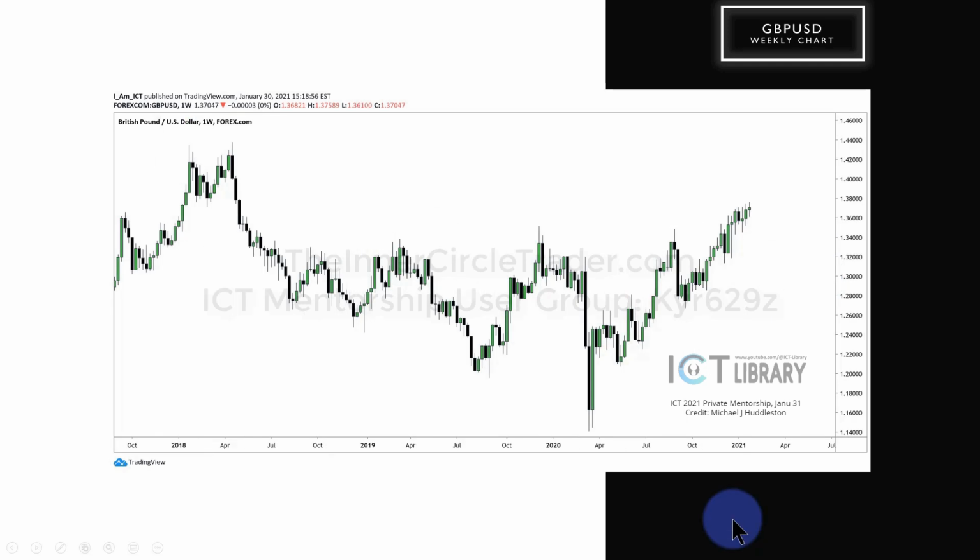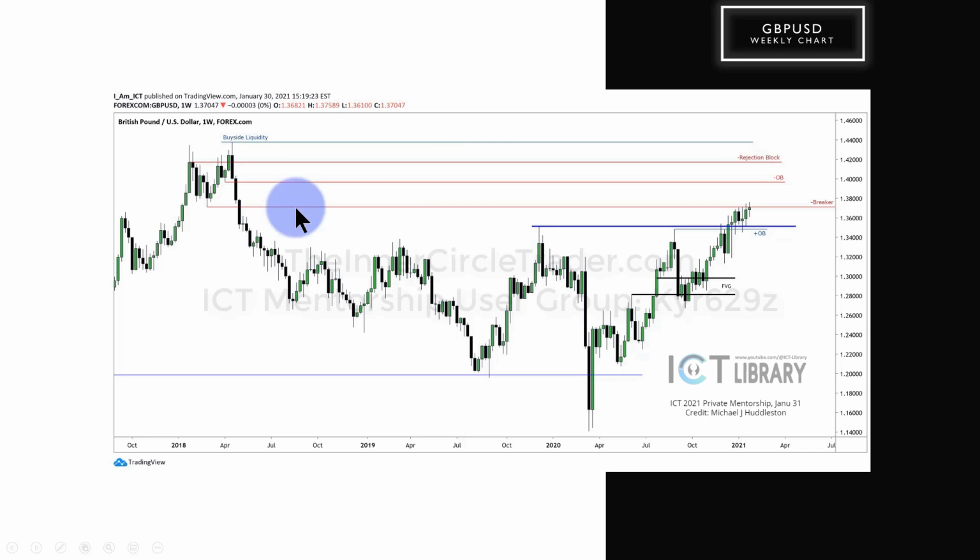All right, and the weekly chart for pound dollar. All right, so we have the buy side liquidity pool, as I mentioned before. We have a rejection block. Why this one and not this one? Because we have a higher high here.